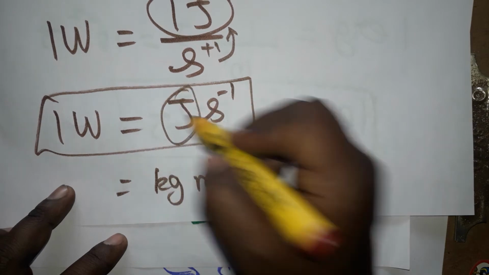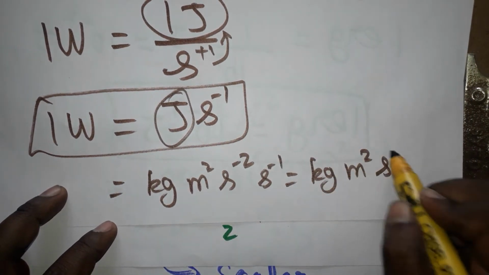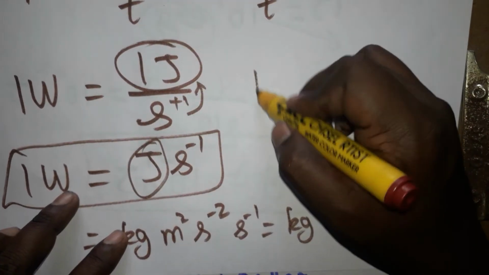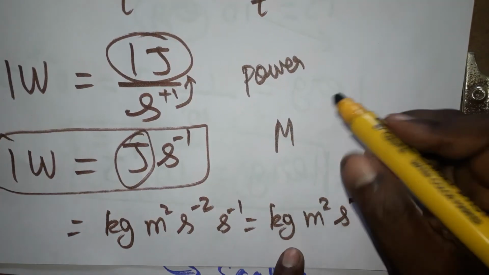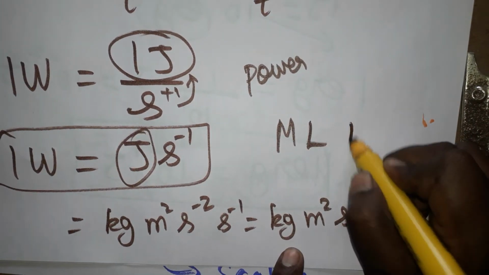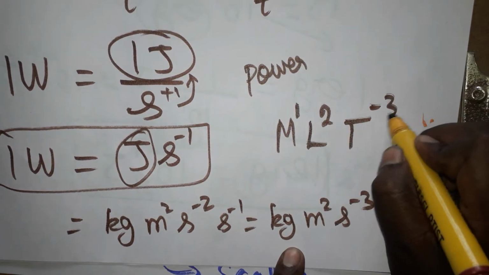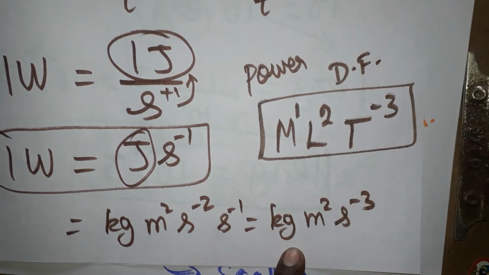Already we know 1 joule is kg meter square second minus 2, so 1 watt is 1 joule per second, which is kg meter square second minus 3. Now the power dimensional formula: for mass we write M, for length L, and for time T. So it is 1 time mass, 2 times length, and minus 3 times time. That is the dimensional formula for the power.